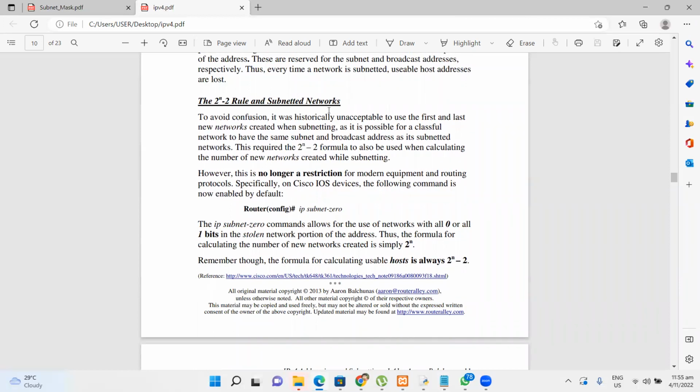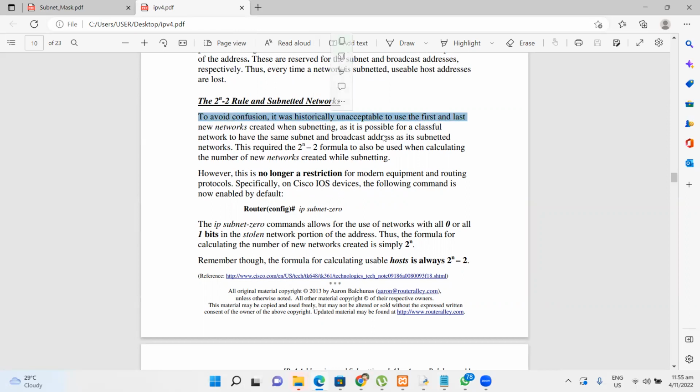So you have to be aware about this because in some places this is skipped, right? To avoid confusion, it was historically unacceptable to use the first and last networks. The first network's broadcast IP is broadcast into all the subnetworks. Therefore, previously we skipped the first network. And the last broadcast IP is broadcasting for all subnetworks. Considering that, we skip the last network also, right?